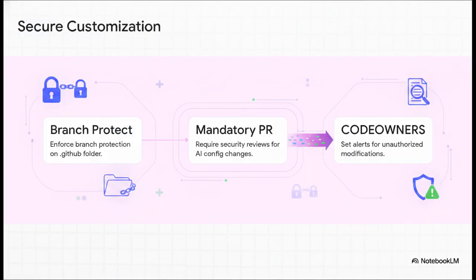To stop supply chain attacks on your actual AI instructions, you have to lock things down. Step 1. Enforce branch protection on the main branch, specifically for the .github folder. Step 2. Require mandatory PR reviews from security leads for any AI customization file changes. And Step 3. Set up code owners alerts to immediately notify teams of any unauthorized modifications.